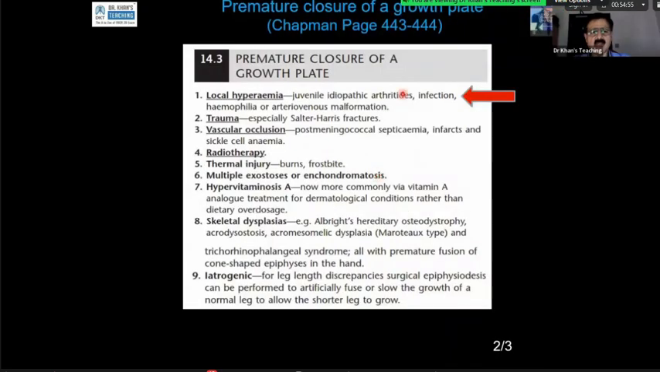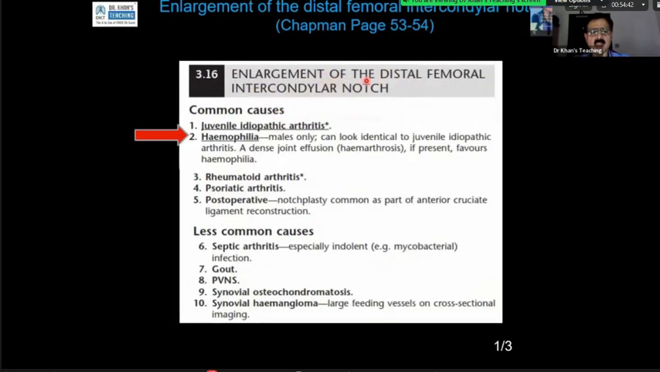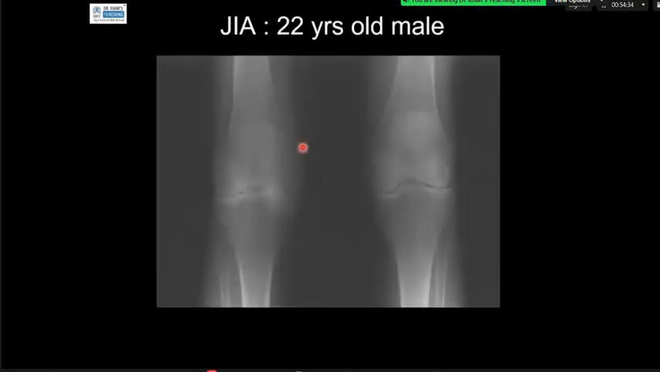And then look at this one: premature closure of growth plate. Premature closure of a growth plate can occur because of localized hyperemia, like JIA and hemophilia. And enlargement of the distal femoral intercondylar notch, again because of hemophilia and JIA. They go together.